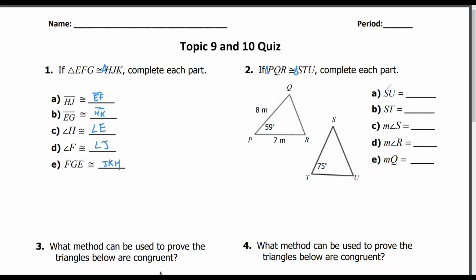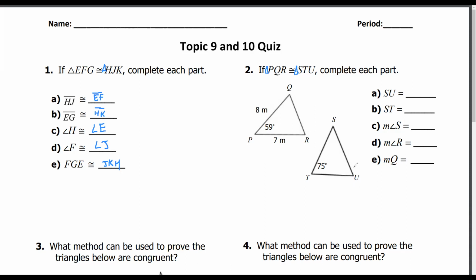So this question is not what is SU corresponding or congruent to. It is SU is equal to what? Because here, this is not the side SU. This is the side length of SU, the point S to the point U. So here, SU, what is the length of SU?